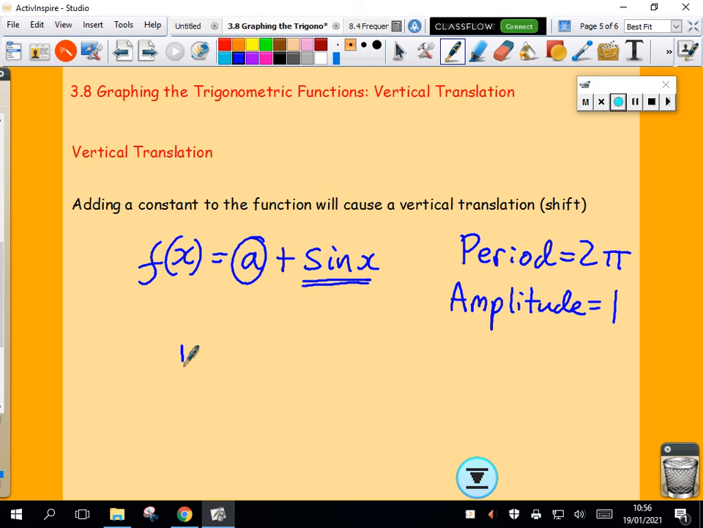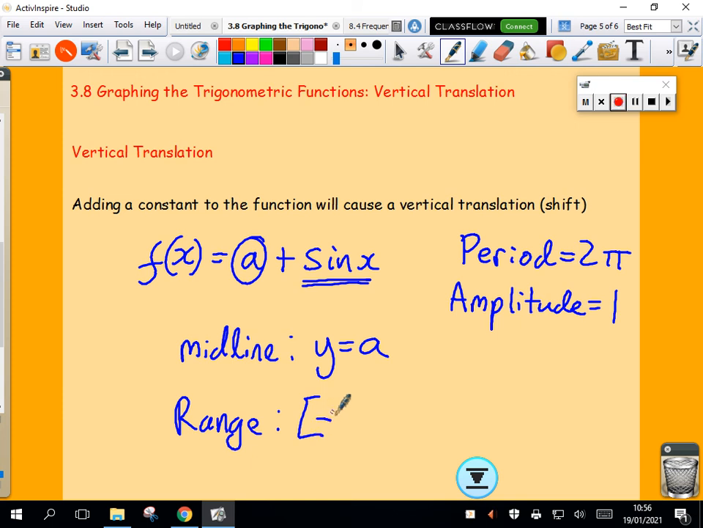What does change are the midline, and the midline is just going to be y equals whatever this value I've added on here, a, is. What also changes is the range. It's moving up and down. Remember, the parent function had a range from -1 to 1. All we're doing by adding an a in here is just adding a to each end. So the range is -1 plus a to 1 plus a.